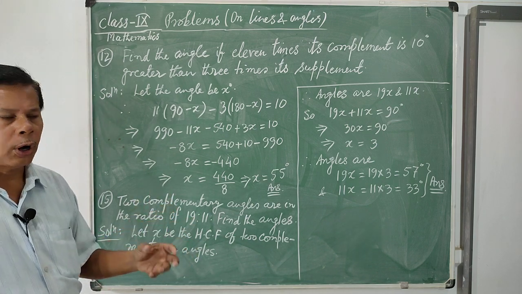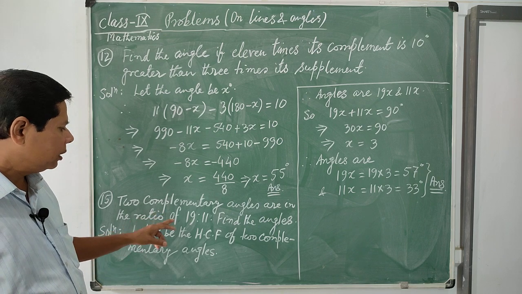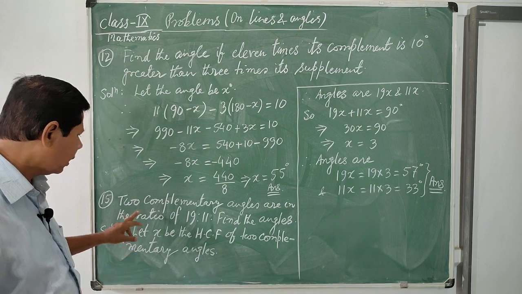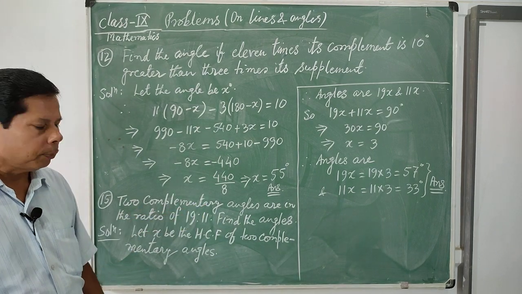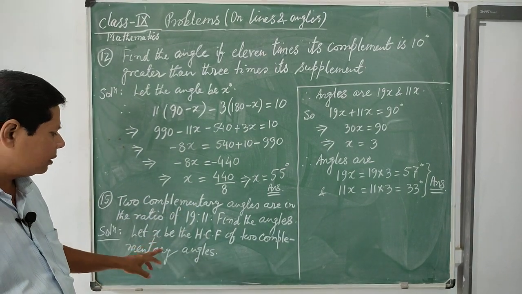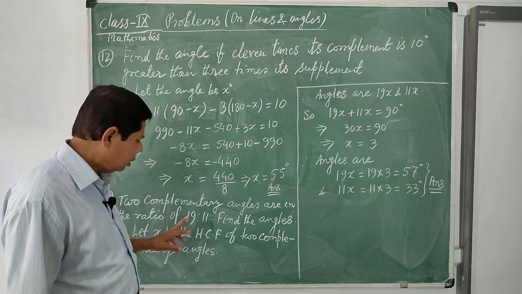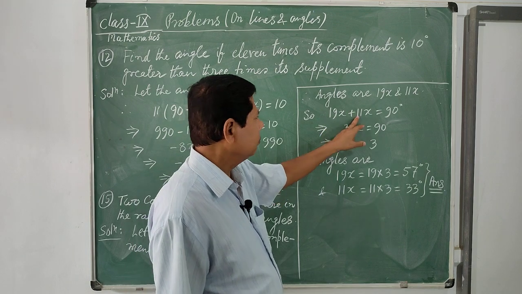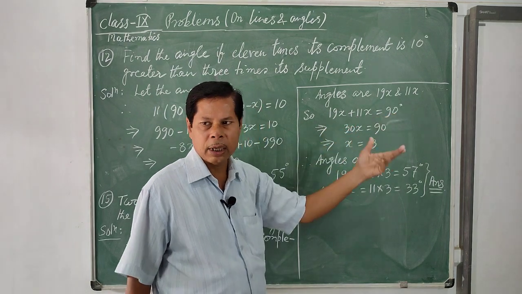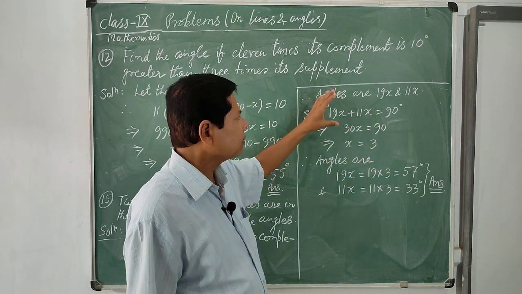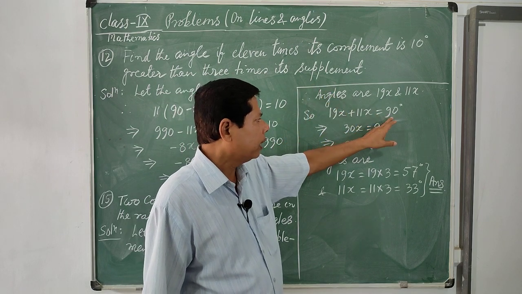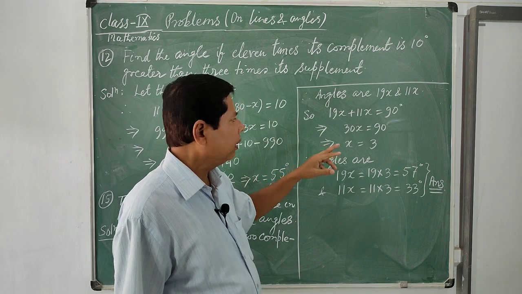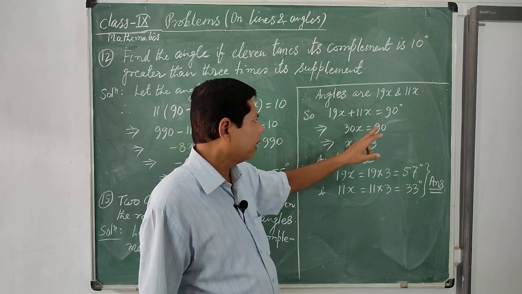So there may be some common part which is taken as x. Let x be the HCF of the two complementary angles. If x is the HCF, then the angles will be 19x and 11x. Their sum will be equal to 90 because they are complement of each other. If they are supplement of each other, we have to write 180 degree. But because they are complement of each other, their sum should be equal to 90 degree.